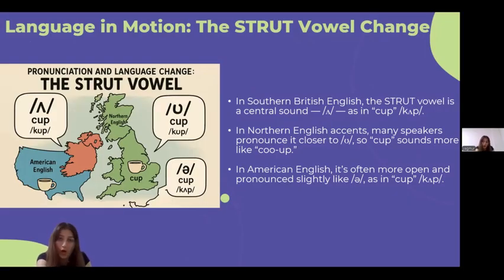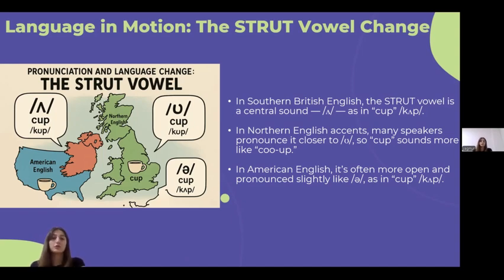The strut vowel. Maybe you don't hear about this, like me. I learned this also in FutureLearn. FutureLearn is a great site, I think. We will learn so many things that we haven't heard of, even if our department is English language.